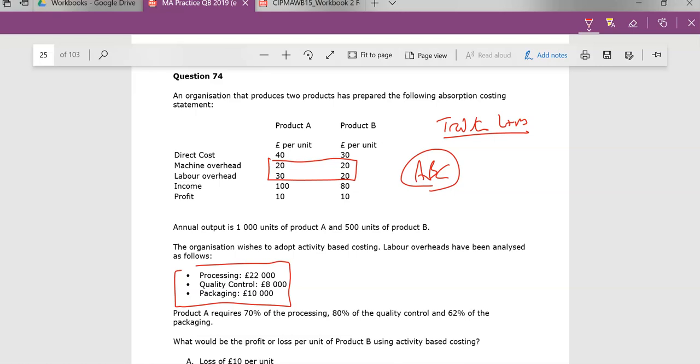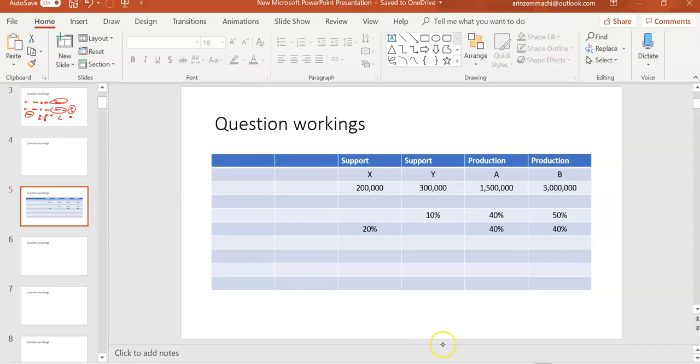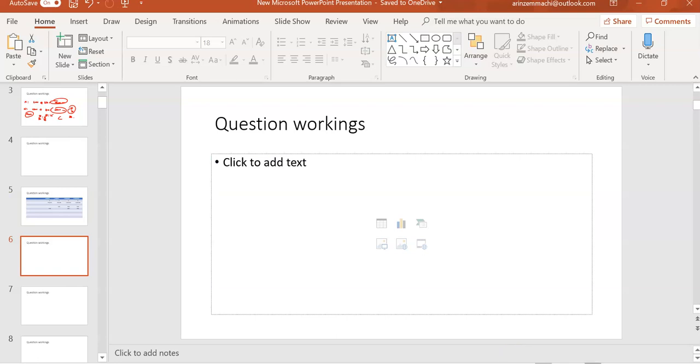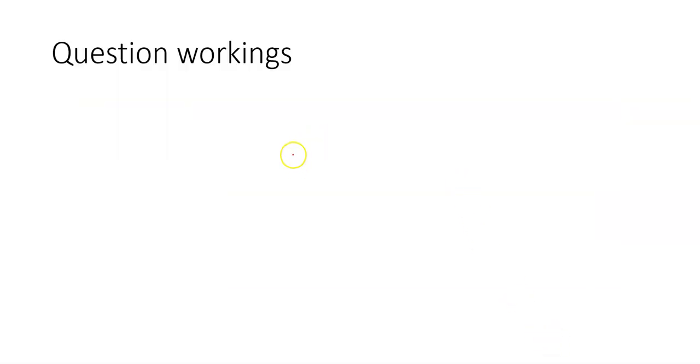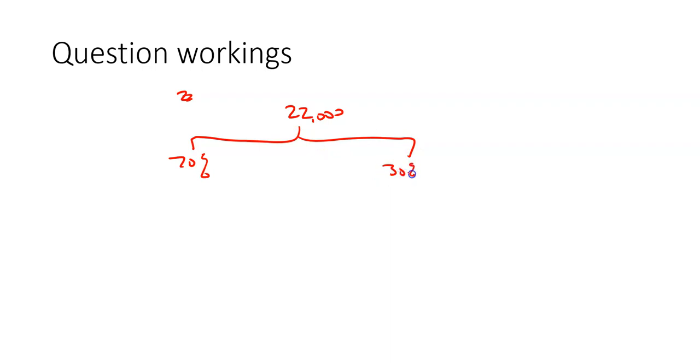So I'm just going to go to a blank screen just because there's quite a lot of it here. Maybe better to do it here. So hopefully you can see your screens. So let's just deal with the overhead. So it's telling us that for processing, hope you can see the question, you have a total cost of 22,000, and this 22,000 tells you 70% of that goes to A, and therefore 30% goes to B. So when I split that up, 70% of 22,000 gives me 15,400, and 30% of 22,000 gives me 6,600.